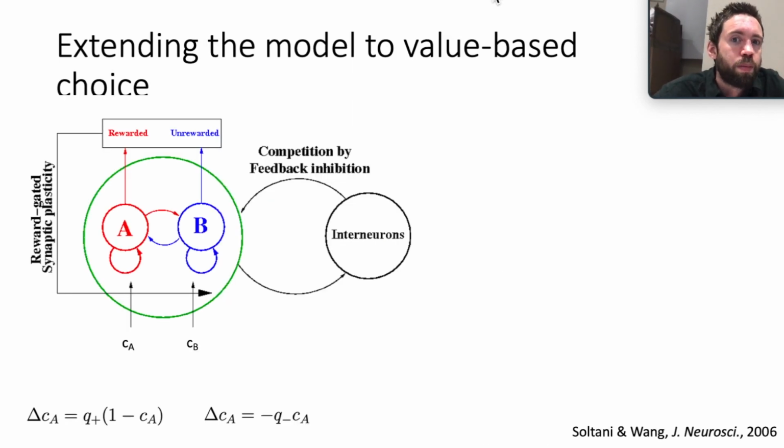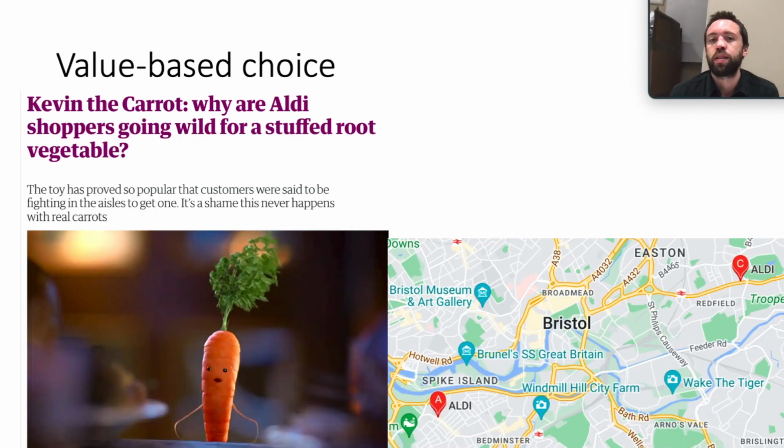Now, so far we've been speaking about perceptual decision making, but there's also value-based decision making, which are the kind of decisions perhaps we think about a little bit more often.